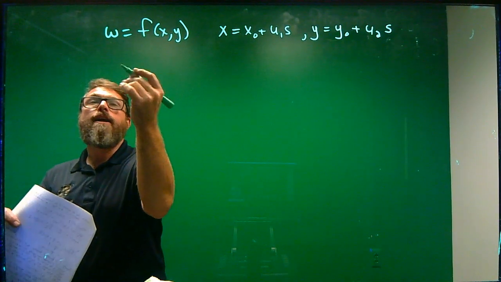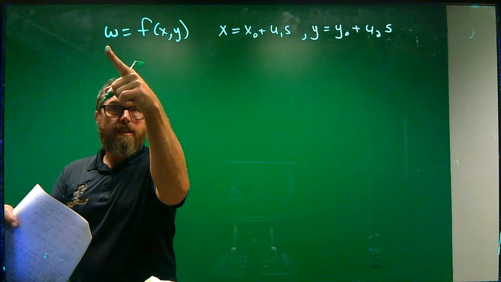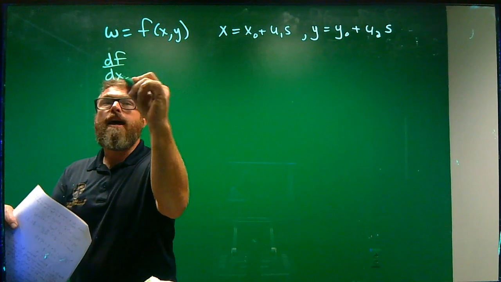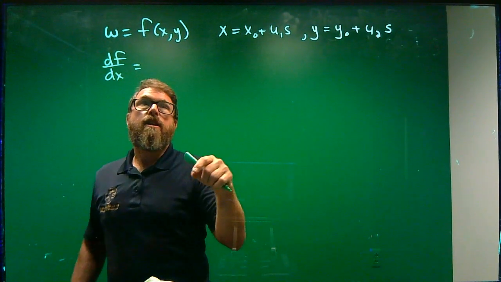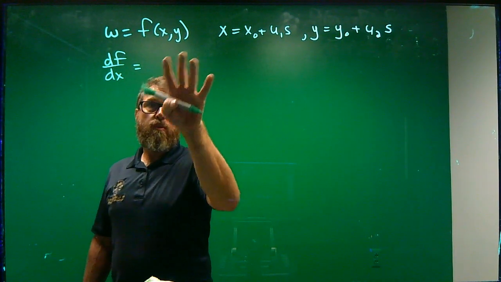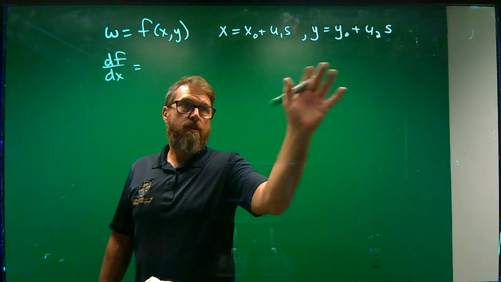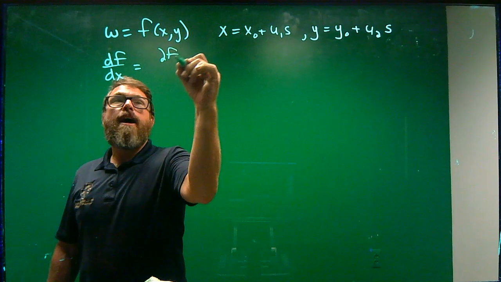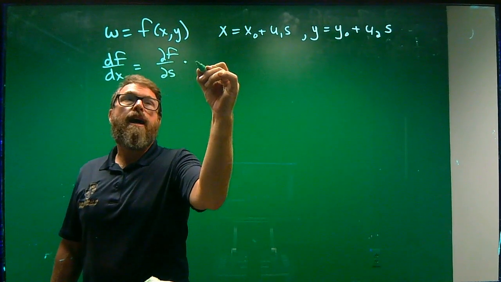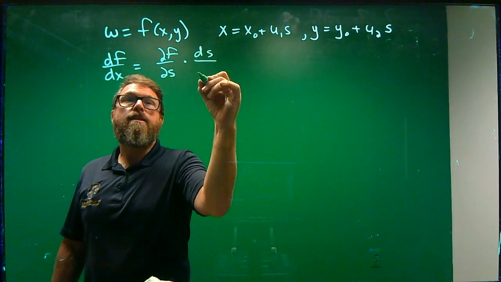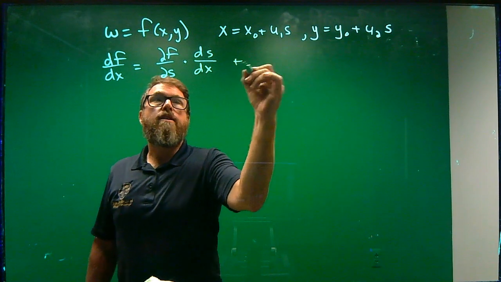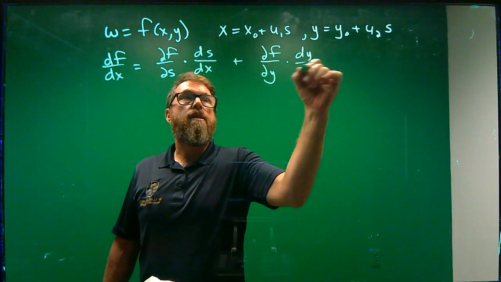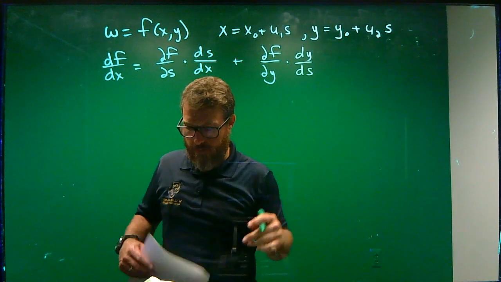So if I want to find dw ds or df ds, we know that using the chain rule, we'll take care of the x coordinate here, plus take care of the y coordinate here. So this is going to be df dx times dx ds plus df dy times dy ds.